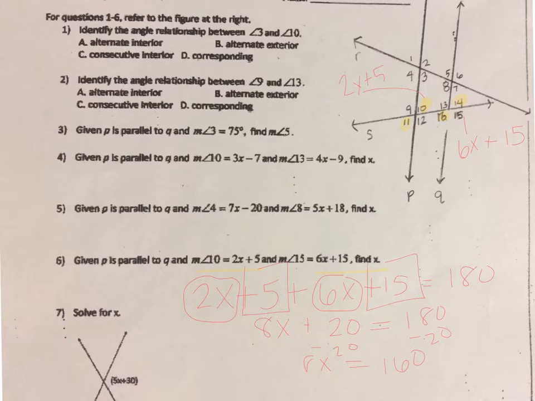And then divide both sides by 8. I'm running out of room here. And when I do that, x is 20. So it goes back. It says find x. We've done that, so we can just say that for number 6, x is equal to 20.